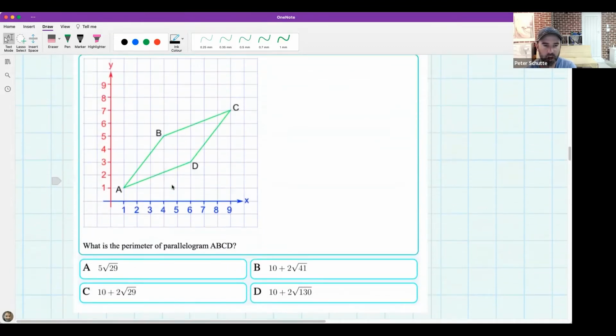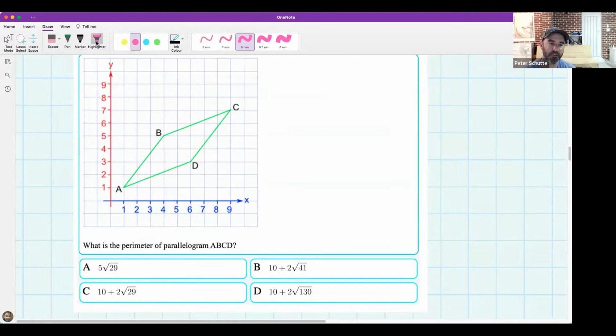Yeah. Okay, last one on the distance formula. I'm giving you now a parallelogram, a parallelogram that is on the Cartesian plane. I want you to find for me the perimeter of the parallelogram. And just to remind you what perimeter means, it means the distance around the outside of the shape.